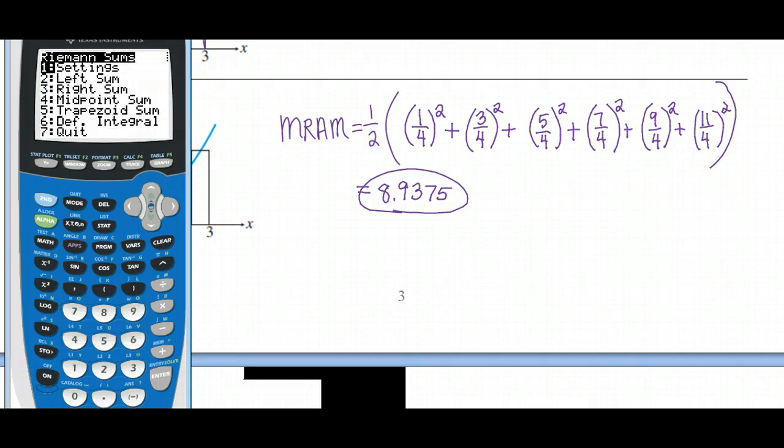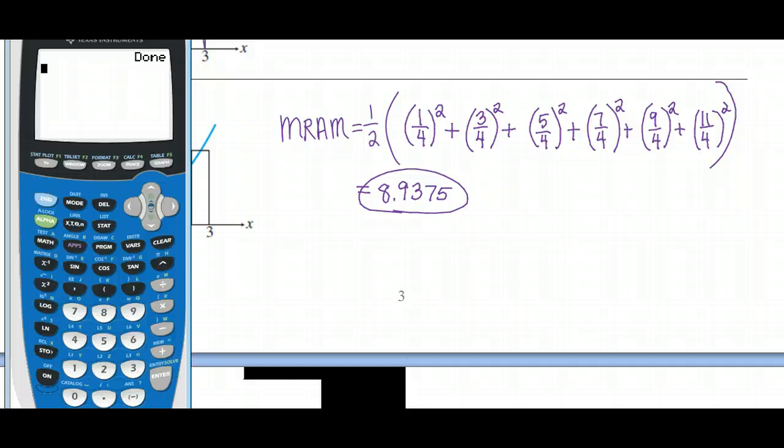Now, one more last thing. If you do not quit your program, your calculator is going to stay in a weird mode. You need to make sure that you press number 7 each time you're done with the program. If we're done with that program for right now, just go ahead and quit. Now it's back to normal. If you forget to quit it, the mode will be in parametric equations and you don't want that.